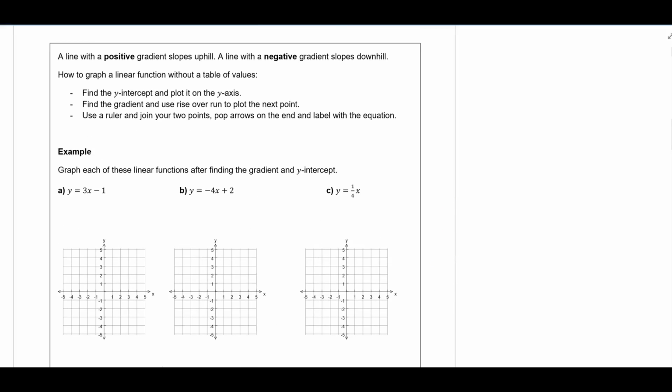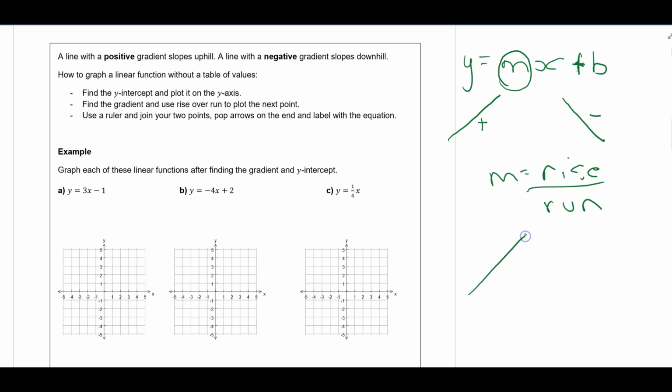Alright, in the previous video I looked at y equals mx plus b. Now I need to show you how to use it. The first thing you need to remember is that if a line is sloped that way, it's positive. If a line is sloped that way, it's negative. The gradient is the slope of the line, or rise on run.